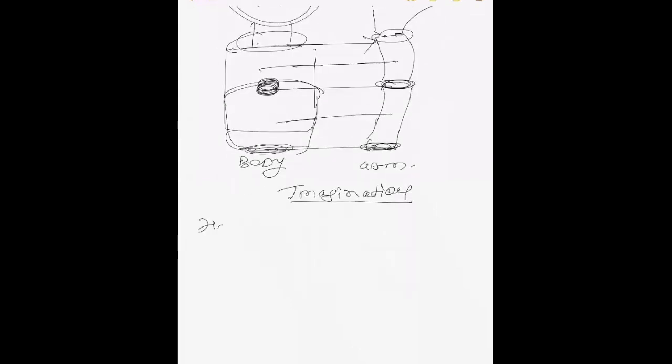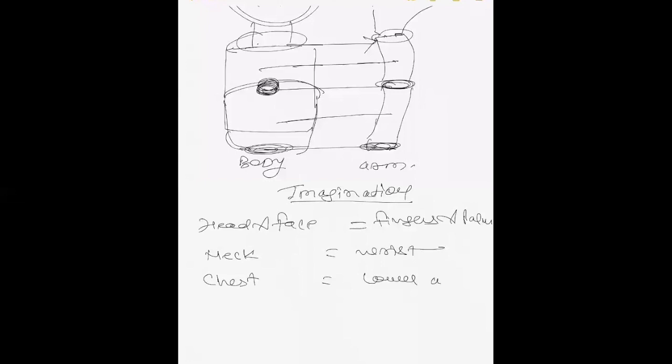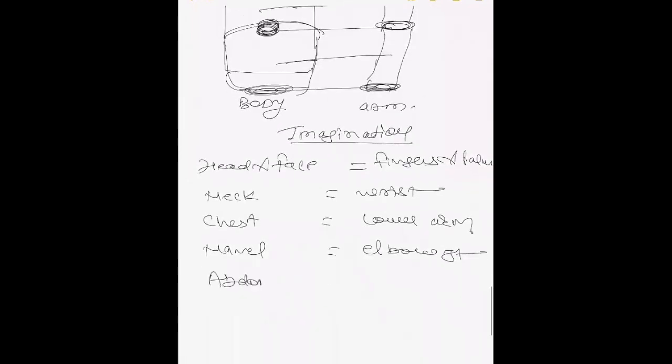So in this imagination, head and face, we are doing imagination with the fingers and palm. Neck with the wrist. Chest region with the lower arm. Navel region with the elbow joint. Abdomen with the upper arm. Reproductive part with the shoulder area.